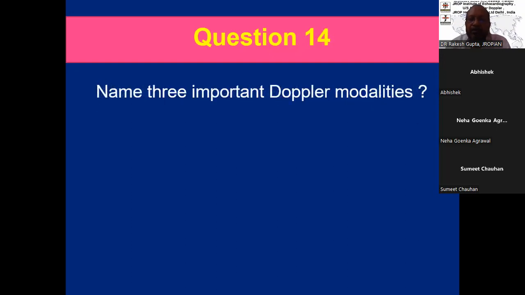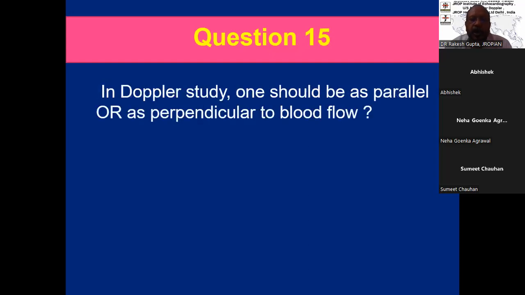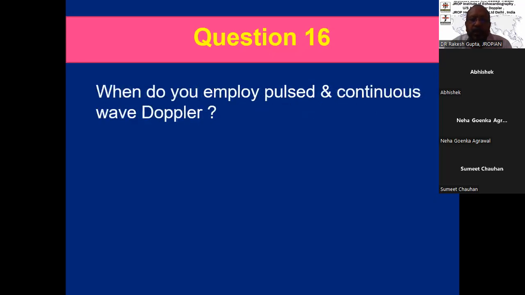Three important Doppler modalities: pulse wave Doppler, continuous wave Doppler, and tissue Doppler imaging. Color Doppler, sorry. In Doppler study, should you be parallel or perpendicular? You should be as parallel to the flow as possible. When do you employ pulse wave Doppler? For normal flows, if the flow is normal, then we use pulse wave Doppler, or when we have to quantitate at a particular point, then we use pulse wave Doppler.